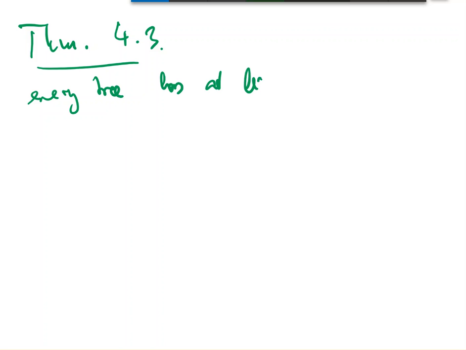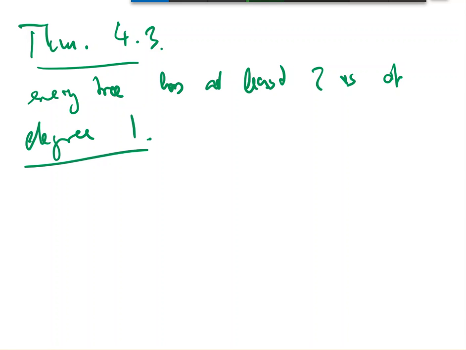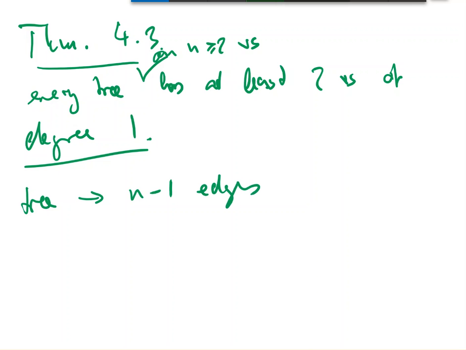Theorem 4.3: every tree has at least 2 vertices of degree 1. And let's prove this from what we just know, the other way around. So how do we know this? Well, every tree on n greater or equal than 2 vertices, we need that. So tree means n minus 1 edges, because we just established that, right? So this is our proof here.